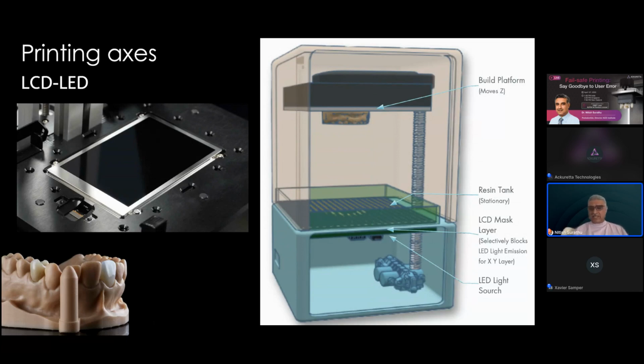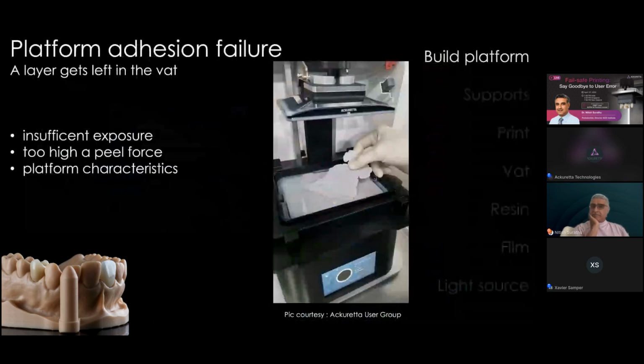Now, if you're really obsessed with this, you can get into it and understand that there are multiple ways of doing this. You can do this with digital light projection. You can do it with lasers and SLA printing. You can do it with all kinds of other technologies as well. But this is how the Sol works. And the Sol is an LCD LED printer.